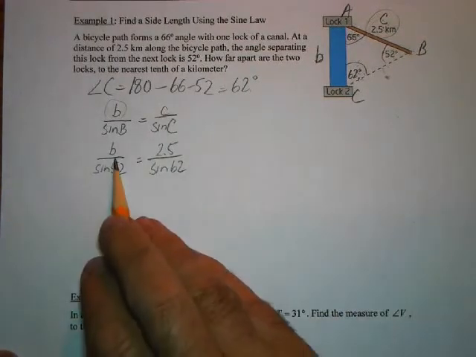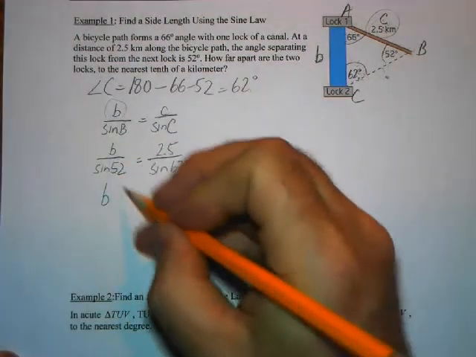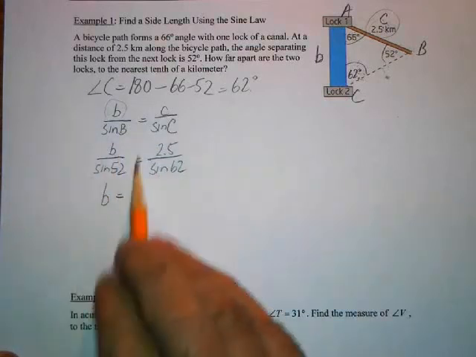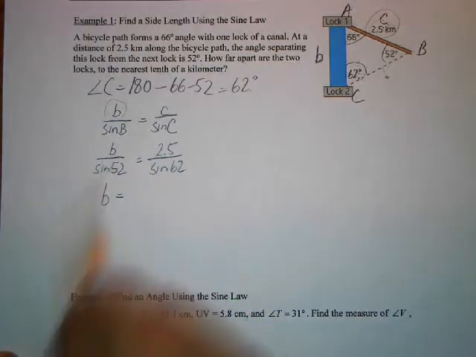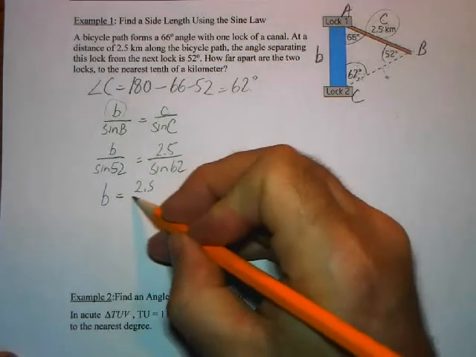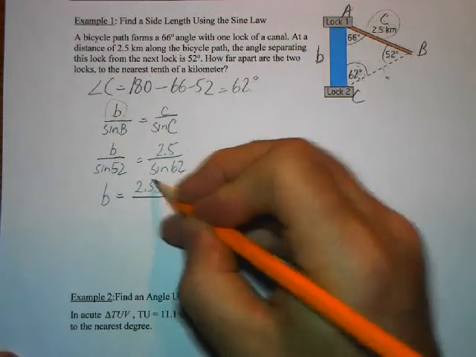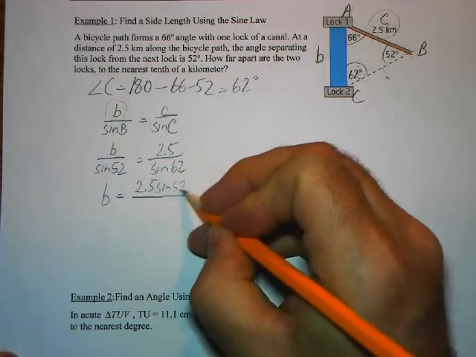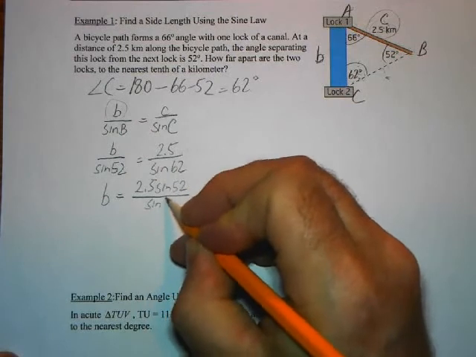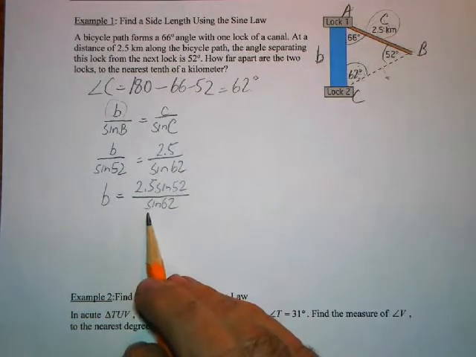Okay, so if I want to get B by itself, I just multiply both sides by sine 52. So when I multiply this by sine 52, that cancels out the sine 52 in the bottom. And over here, I'm going to be multiplying by sine 52, and that's still over sine 62. So kind of a weird equation. I've got two sine calculations in the one equation.